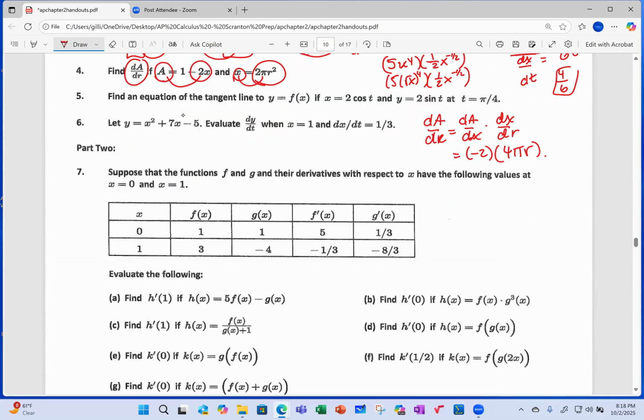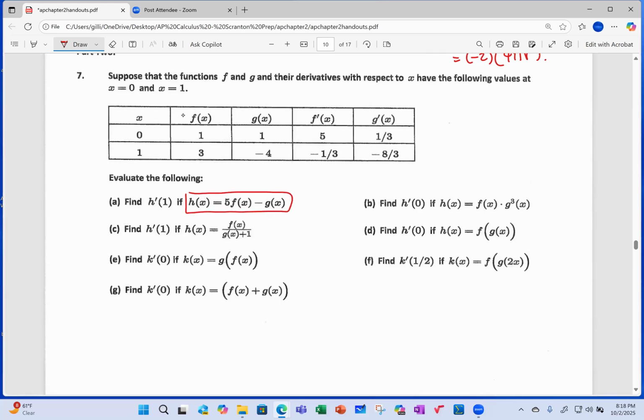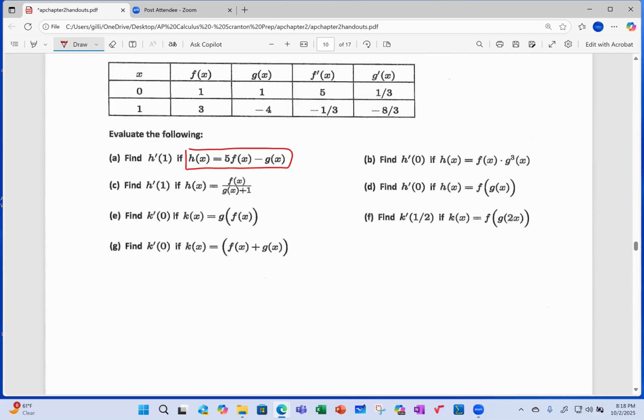The next few down here are number 7, good problems. I love these because you're just importing values from a table. So here, this would be, I'm running out of room here, h prime of x equals 5. No need for a product rule. Constants just come along for the ride. And then h prime at 1 is 5 times f prime at 1 minus g prime at 1.